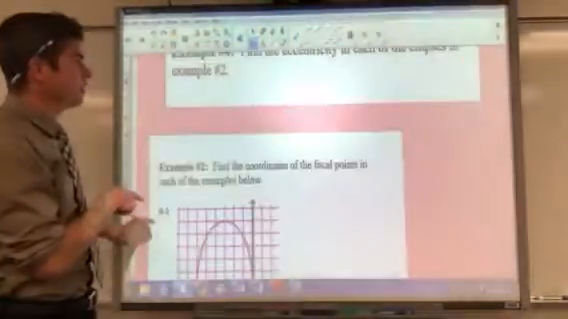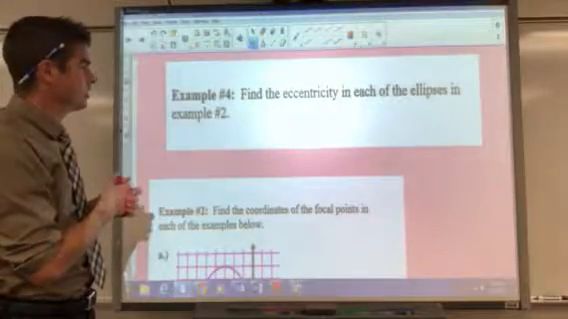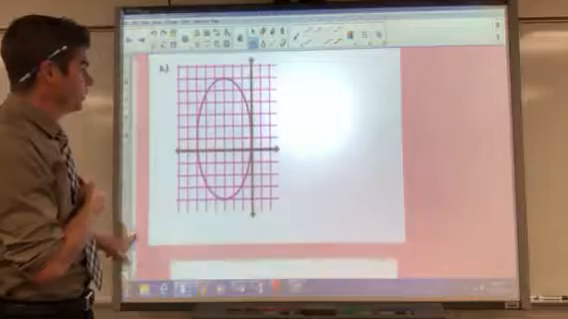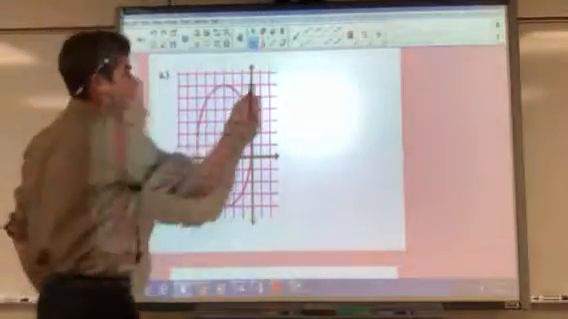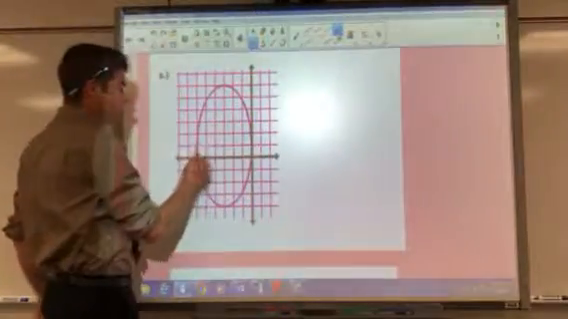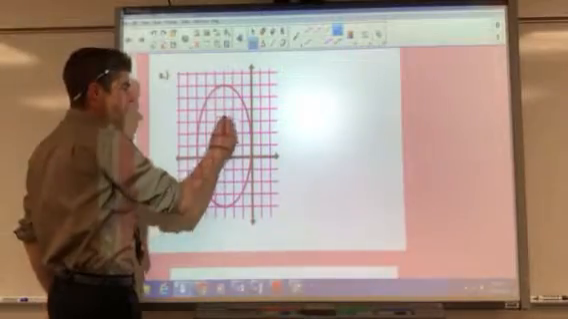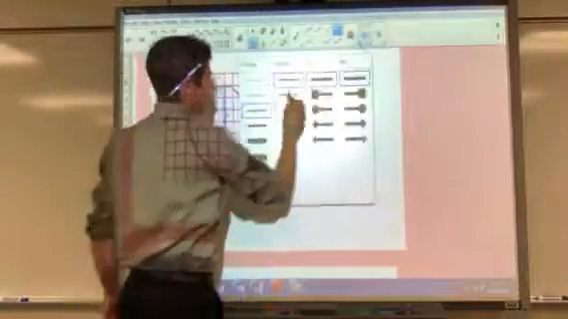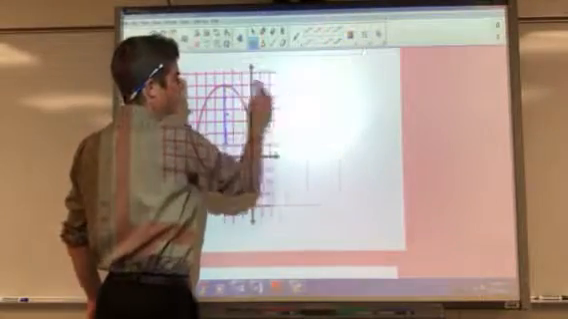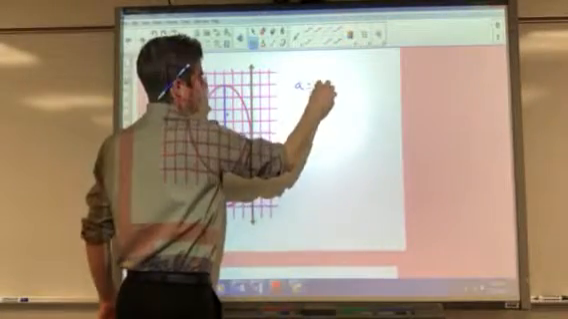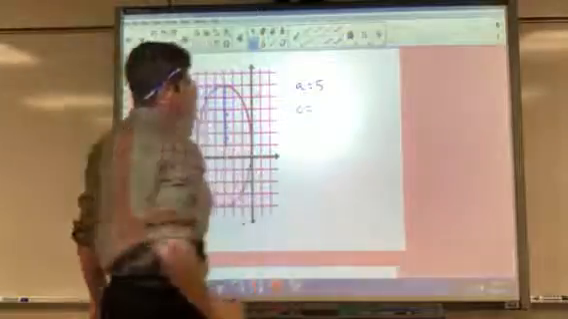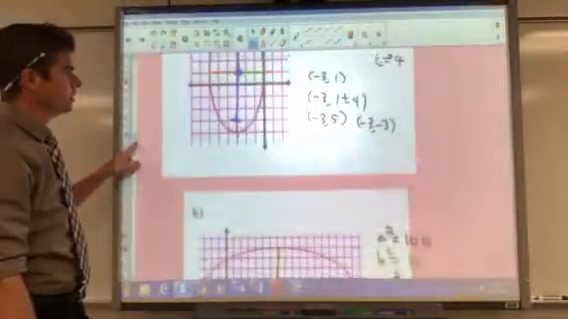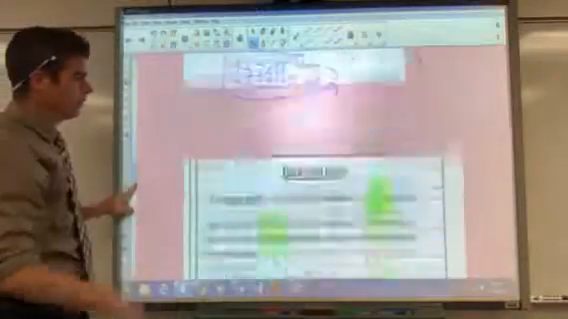So now example 4 says, find the eccentricity in each of the ellipses in example 2. So I re-brought them down here. So this was example 2. And if you remember from example 2, our A value, I believe, was 5. Is that right? 1, 2, 3, 4, 5. So our A value was 5. And I think we already calculated what the C value was. I want to say it's 4, because I think it's like a 3, 4, 5 triangle here. But let's just double check. Our C value was 4.